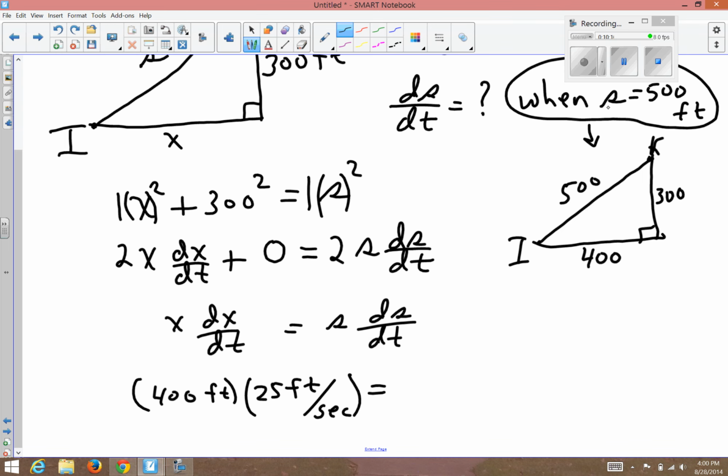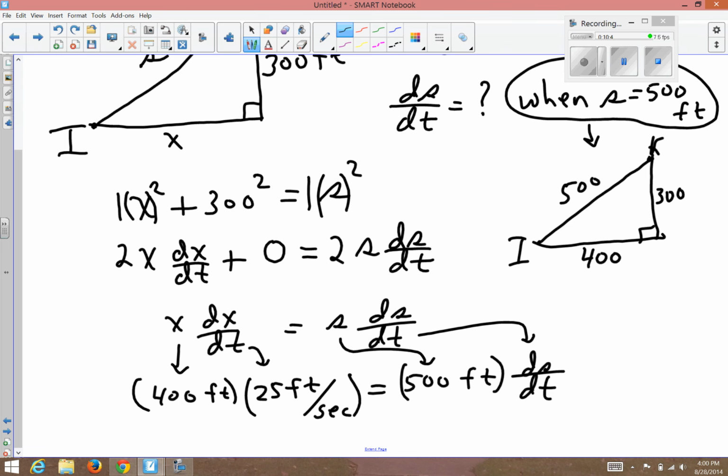Find ds/dt when s is 500 feet. And ds/dt right here at the end, that's what we're looking for. So we plug in numbers. At the instant when s is 500, x is 400. dx/dt was given. We wrote it down up there. We're trying to find ds/dt when s is 500. So now we're ready to solve for ds/dt.